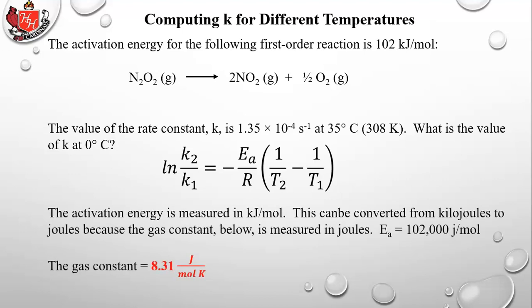So the activation energy is measured in kilojoules per mole. This can be converted from kilojoules to joules because the gas constant below is measured in joules, so you have to make that conversion. So 102 kilojoules per mole is 102,000 joules per mole. Again, the gas constant we're using is 8.31 joules per mole Kelvin. So let's go plug in.